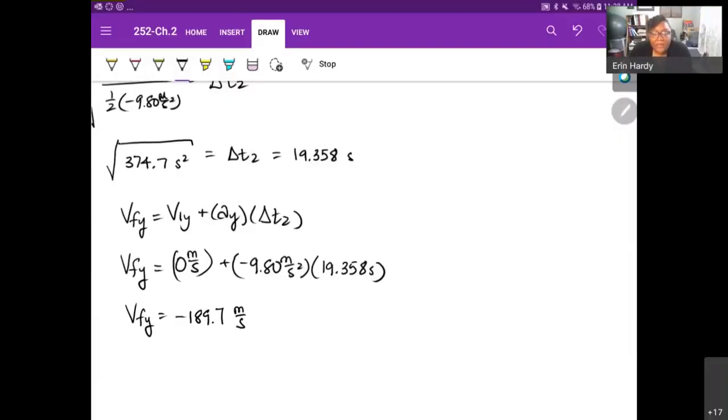meters per second. And we were given the initial velocity and the initial vertical position to 2 sig figs. So this would become negative 190 meters per second for the final velocity. And just for the sake of comparison, we can convert that into miles per hour.